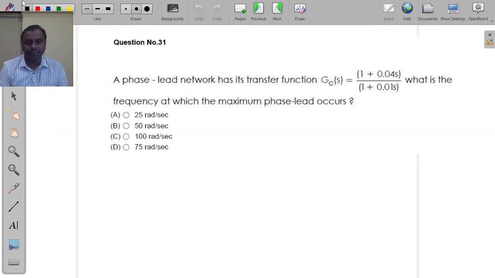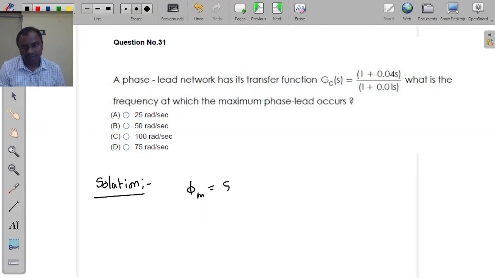The next question is question number 31. The phase lead network has its transfer function Gc of s equal to 1 plus 0.04s divided by 1 plus 0.01s. What is the frequency at which the maximum phase lead occurs? It's a direct formula. Phase lead network solution: the maximum phase lead occurs at sine inverse of (A minus 1) by (A plus 1).